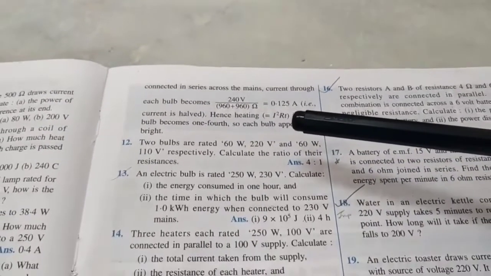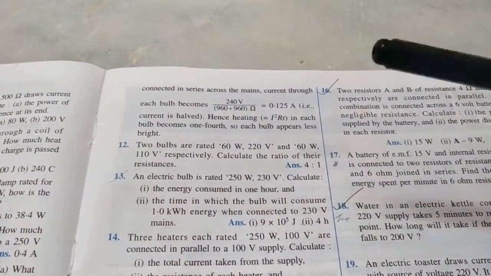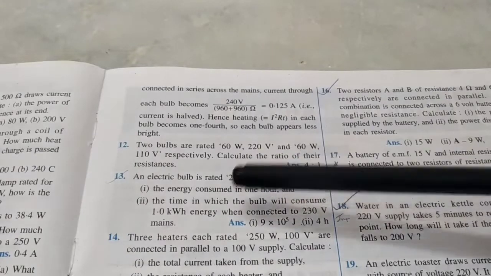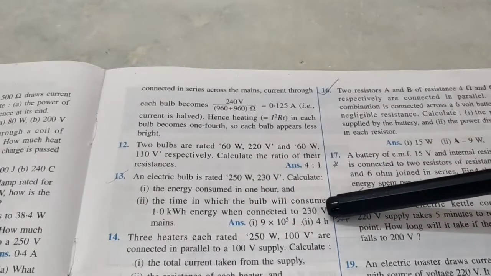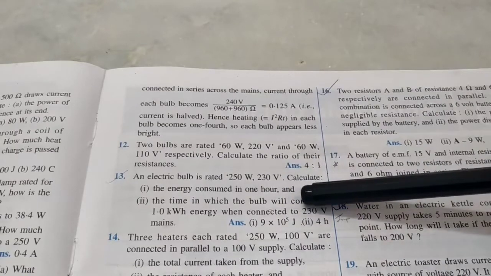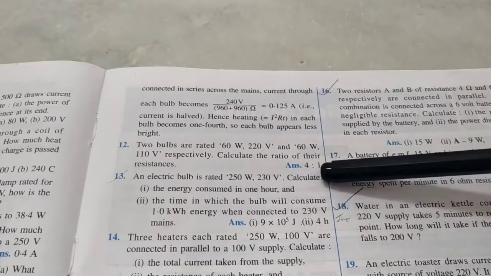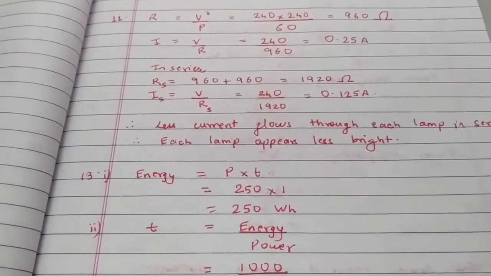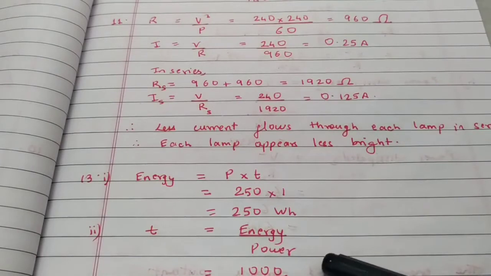13th sum. An electric bulb is rated this. What is the energy consumed and what is the time to consume so much energy at 230 volt? So again, 230 volt simply means the voltage remains the same in this sum. It is not useful for any calculation. It is just some information which is given to say that it is working at the maximum voltage. So the energy is power into time, which comes out to be 250 watt hour.